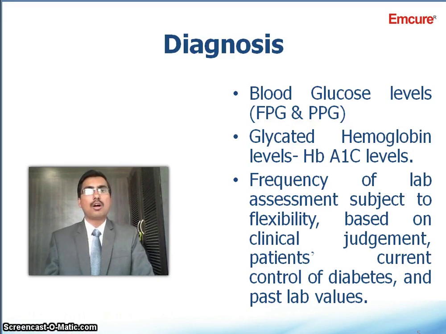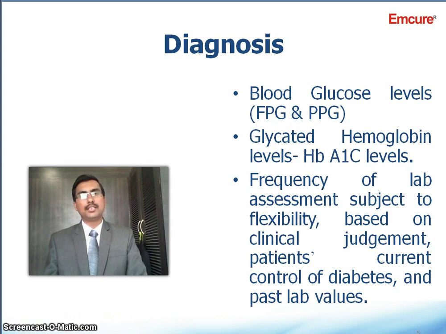The other way of diagnosis is glycosylated hemoglobin level check. With the help of glycosylated hemoglobin level check, the doctor can understand the average blood sugar level for the last 3 months. Frequency of lab assessment is subject to flexibility based on the clinical judgment of the patient's current control of diabetes and past lab values.